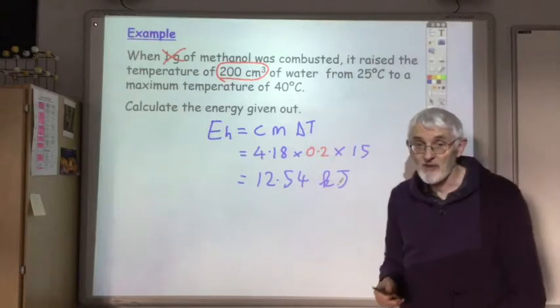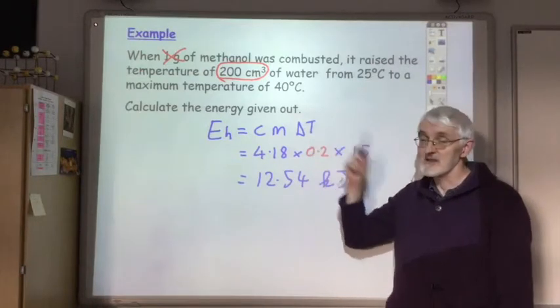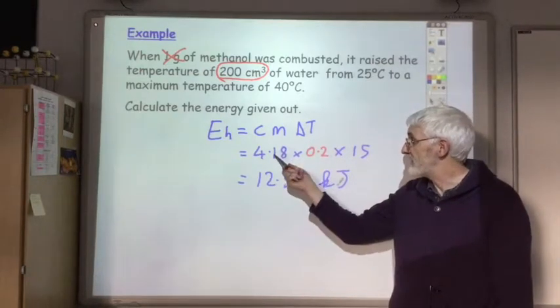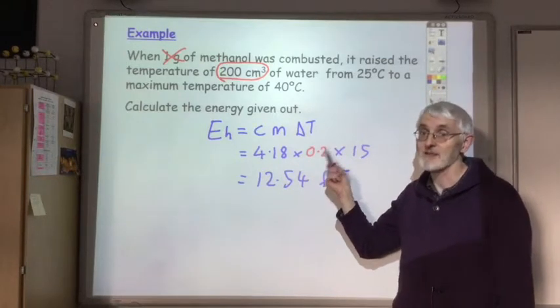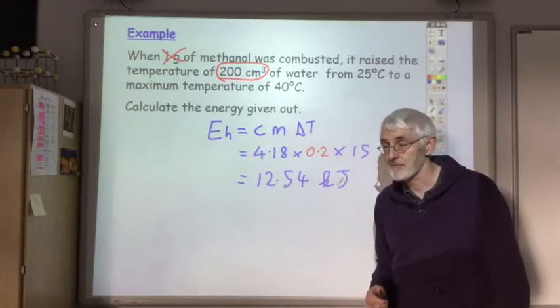Okay, so it's really very straightforward. Just use this equation. It's given in the data booklet, as is the value of C. Delta T is very easy. Just make sure you get the mass of water that's been heated up correct.